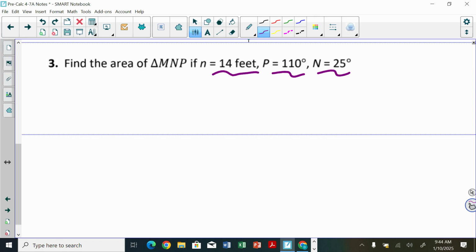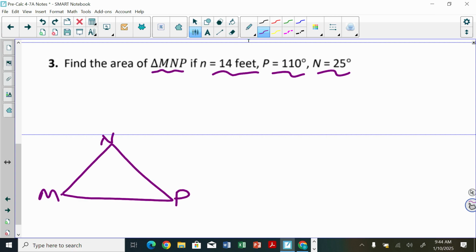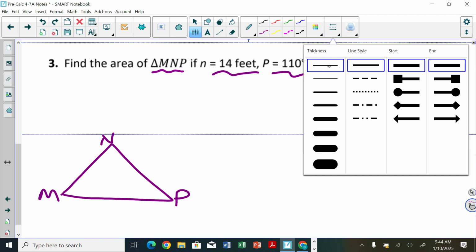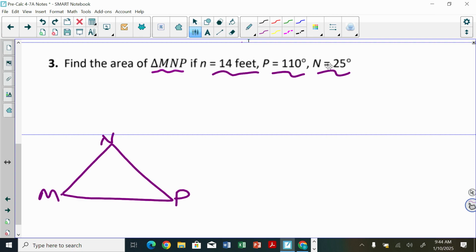So let's just draw this out. And I'm just going to draw a normal triangle. It doesn't really matter. Okay, I'm going to say this is M, this is N, and this is P. That kind of matters when we go orientation. You kind of have to go around in order alphabetically. All right, so what do we know? We know that side N would be down here. It would be 14 feet. Remember, opposite of angle N. And we're given that P is 110 degrees and angle N is 25 degrees.